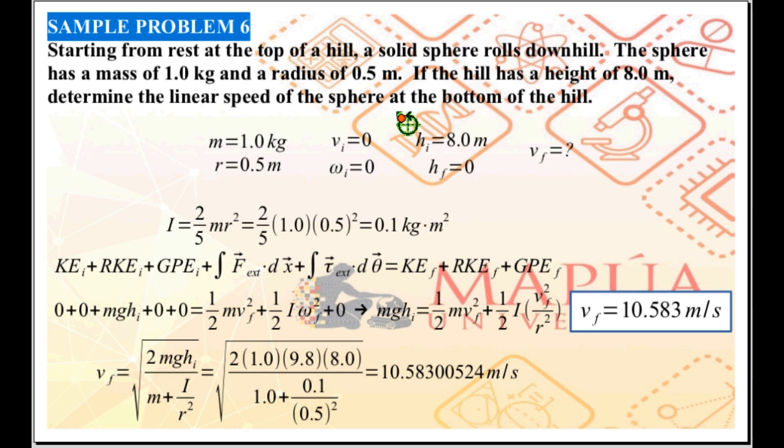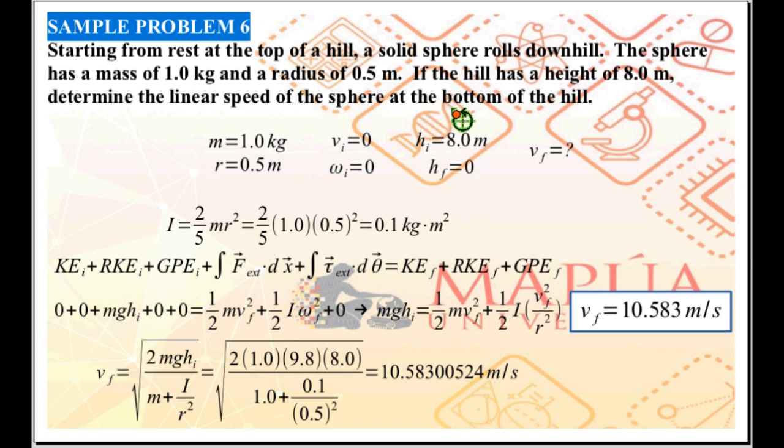Normally, when it comes to energy analysis, we typically set the bottom level, the lower level, to 0 height. Bottom level is the final case, so final height is 0. We set it to 0 so that the initial height, the top of the hill, 8 meters above the bottom of the hill, will be positive 8 meters, since we set the final height to 0.